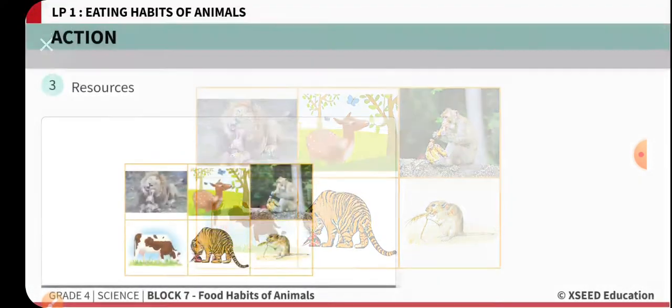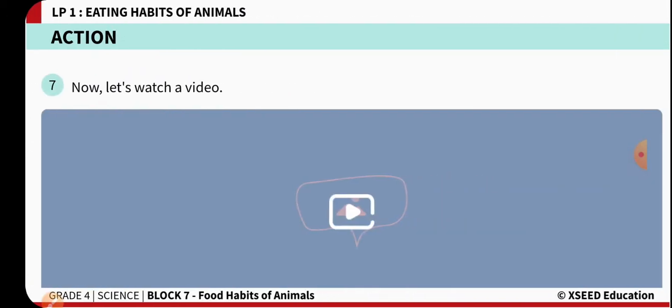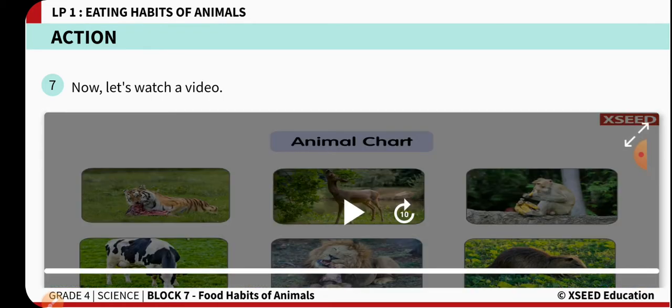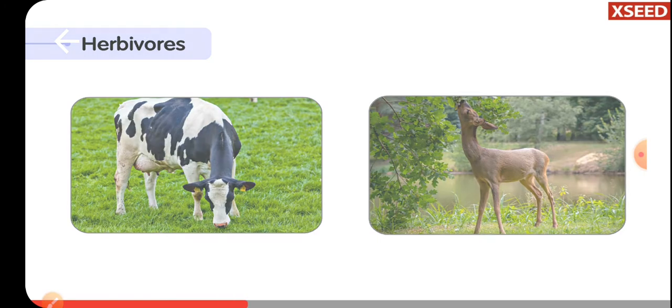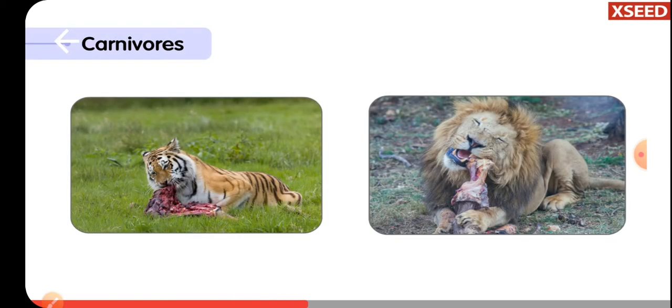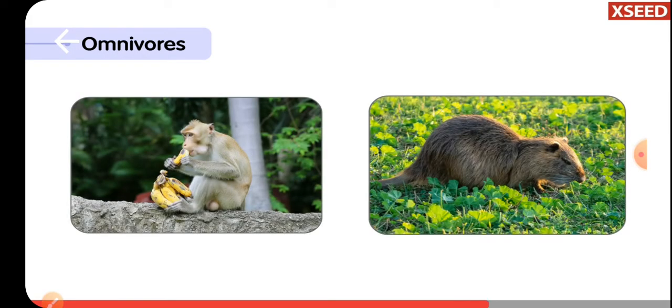Now let us try to understand the different eating habits we see in animals in a small video. Animals that eat only plants are called herbivores. Those that eat only flesh are called carnivores. Omnivores eat both plants and flesh.